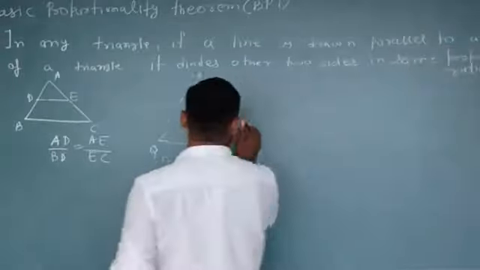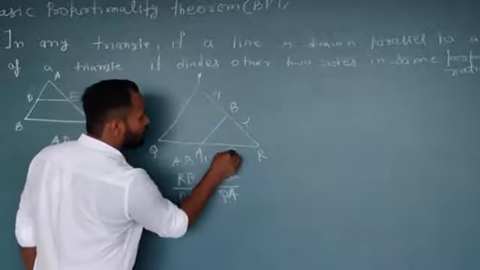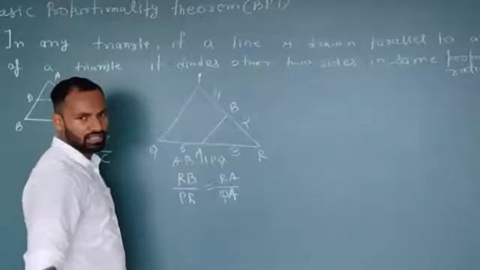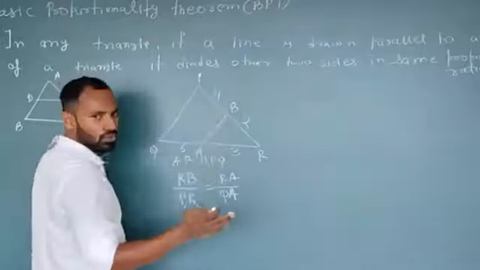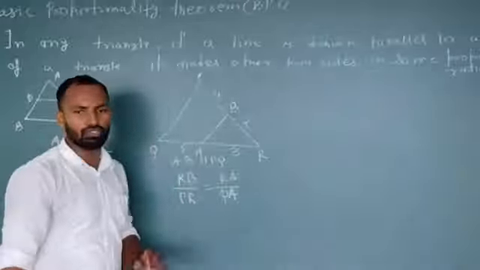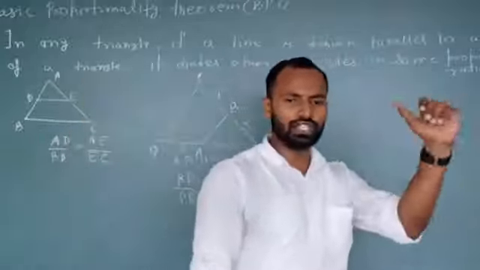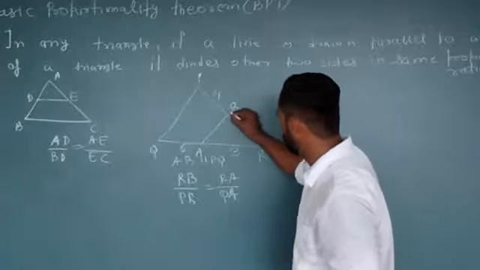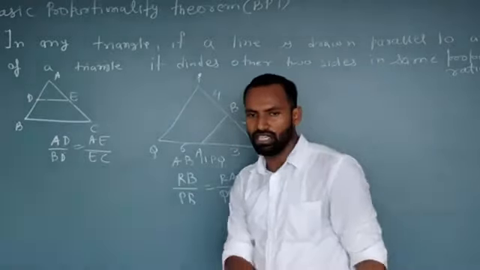Basically, if this is 2 and this is 4, then this is going to be 3 and this is going to be 6. So 4 by 2 is 2 and 6 by 3 is 2. So ratios are equal. So using the BPT theorem, we can say that this line is parallel to this line.